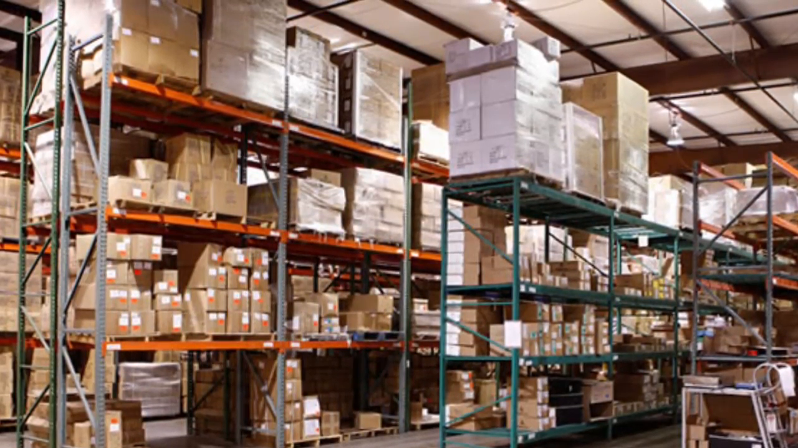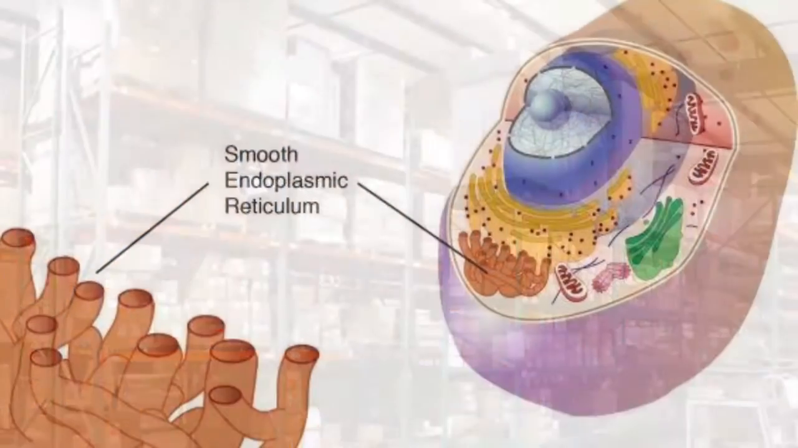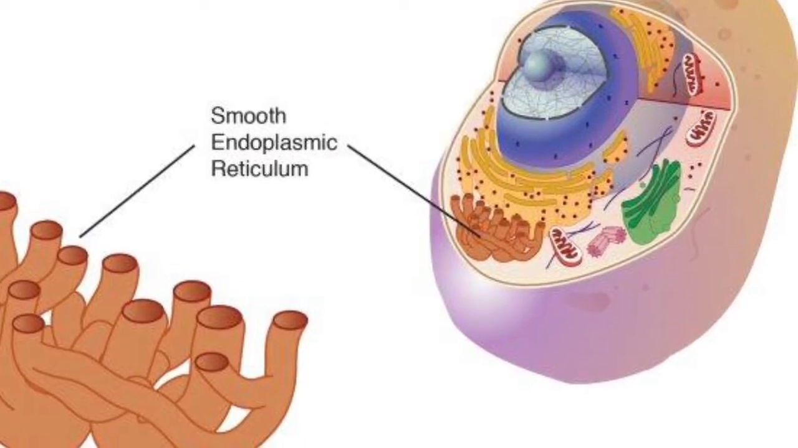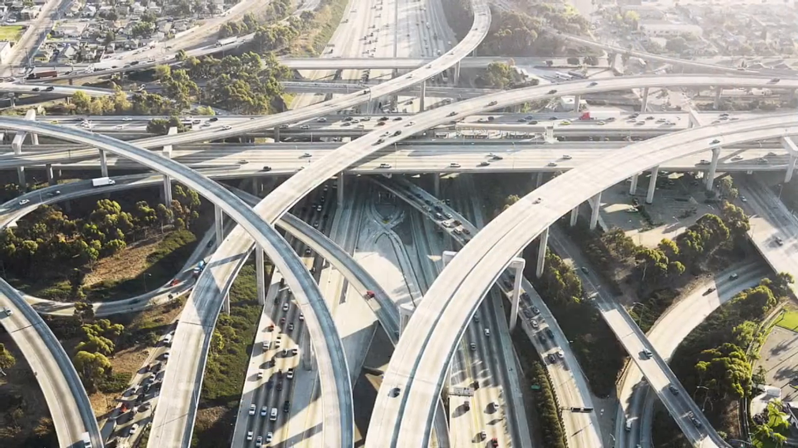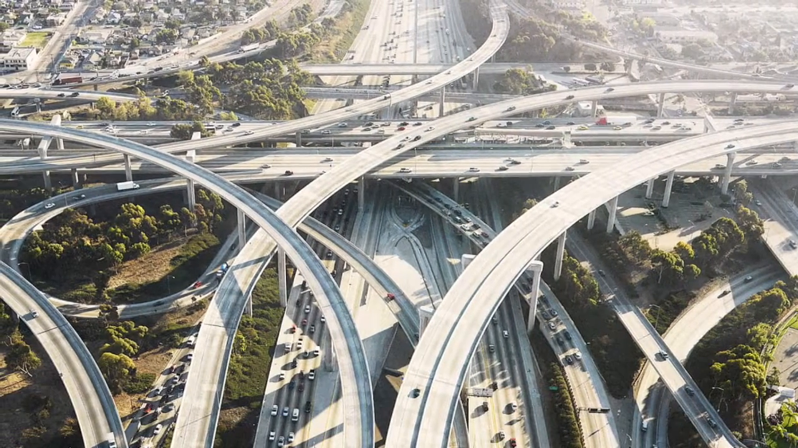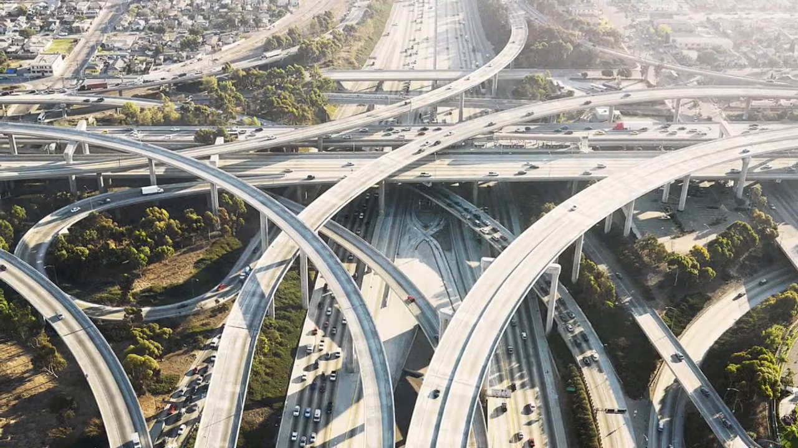Meanwhile, still functioning as a means of transportation and subway routes throughout the city, the smooth ER does not have ribosomes, also known as construction companies, but both the smooth and the rough ER work as the roads, subways, and highways because they both transport materials throughout the cell.